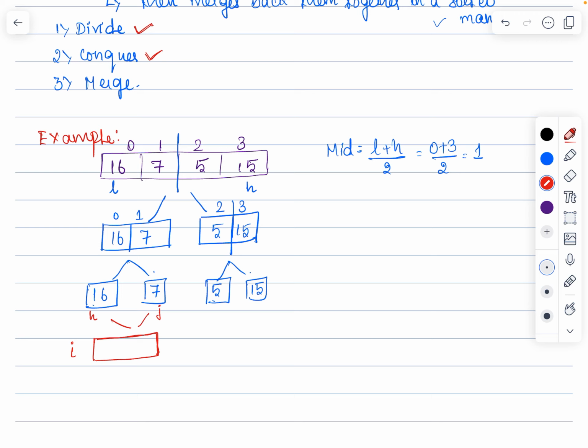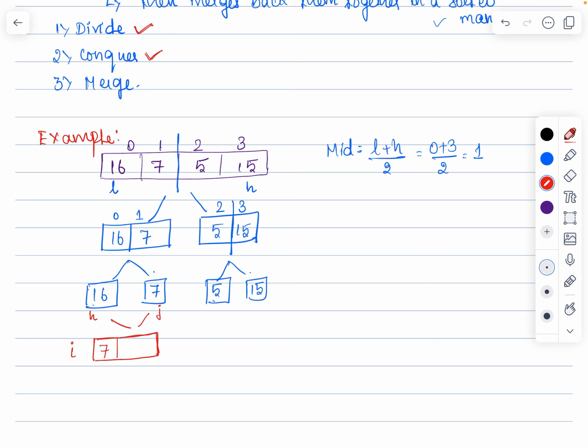Whichever is lesser, we are supposed to keep that in the new array. For example, array of H is 16 and array of J is 7. If array of H is lesser than array of J, we write array of H inside the new array. If array of J is lesser than array of H, we write array of J inside the new array. Now if you compare array of H and array of J, yes, array of J is lesser, so we write array of J, which is 7, inside the new array.